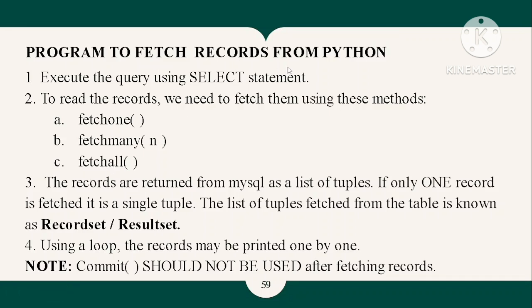Now, the set of records that is returned from MySQL is in the form of a list of tuples. Overall it will be in a list, and every record inside will be in the form of a tuple. Every tuple will represent one record. Suppose there is only one employee in sales department, then that one record will be fetched as a single tuple. This list of tuples that is fetched from the table is called the record set or result set. You may be asked questions using the term record set, you should know what the term means. After that, you have 20 records. So using a for loop, you need to print the records one by one.